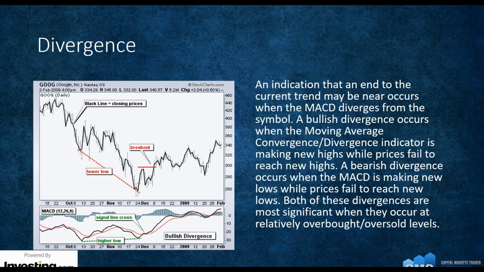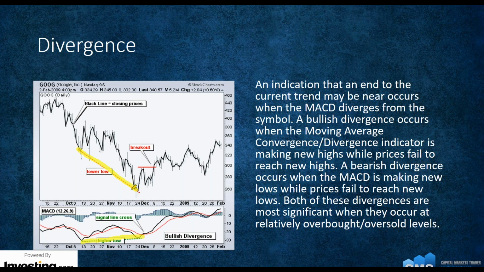It indicates that the end of the current trend may be near when the MACD diverges from its symbol. So when we see price falling, like we saw here, and we would be able to draw a downtrend line underneath the falling price, we see price steadily falling, making lower lows, while the MACD line, which is the black line here, is making higher lows. So the MACD line is actually moving upward while the price chart is moving downward.